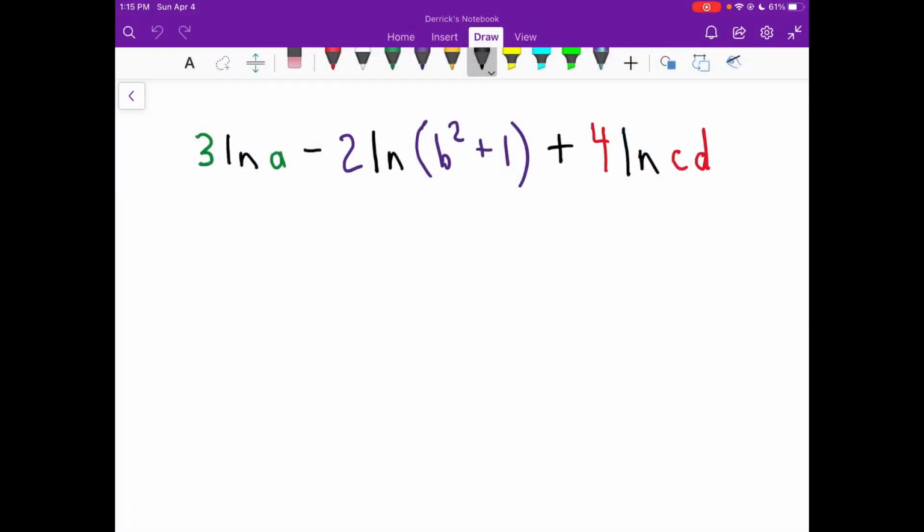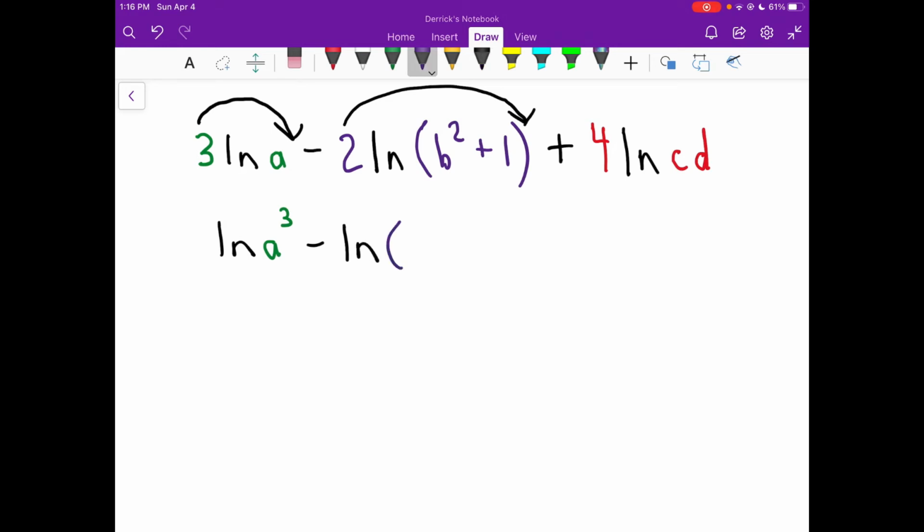Let's take a look at one more example here. Just like with the last one, first thing we're going to want to do is take care of any coefficients, any numbers in front of the logs. So we've got a 3 right here that we can move back to give us an exponent so that we would have the natural log of a to the third. Also have a 2 here that we can move to the back to give us a natural log of b squared plus 1 quantity squared.